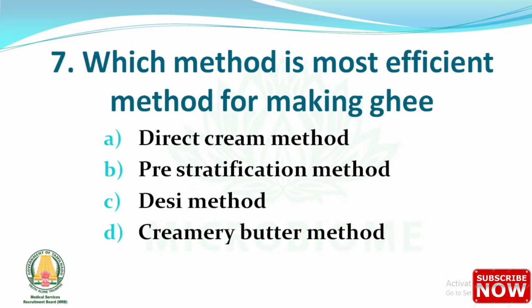And next question, which method is the most efficient method for making ghee? The options, direct cream method, pre-stratification method, desi method, creamery butter method. The right answer, option B, pre-stratification method.